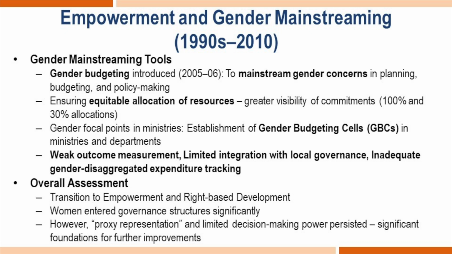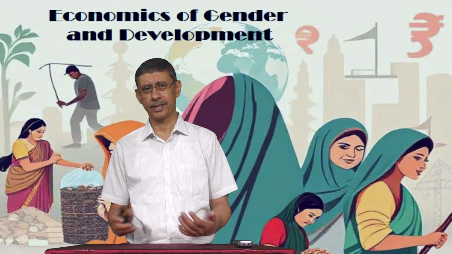So if we look at the overall assessment from the 1990s to 2010, we will see a gradual transition towards empowerment, and it was a rights-based development. Women entered government structures significantly, with political participation and decision making. However, issues like proxy representation and limited decision making challenged certain things, but nonetheless, we made a significant foundation for similar progress and further improvements in the next decade or so.